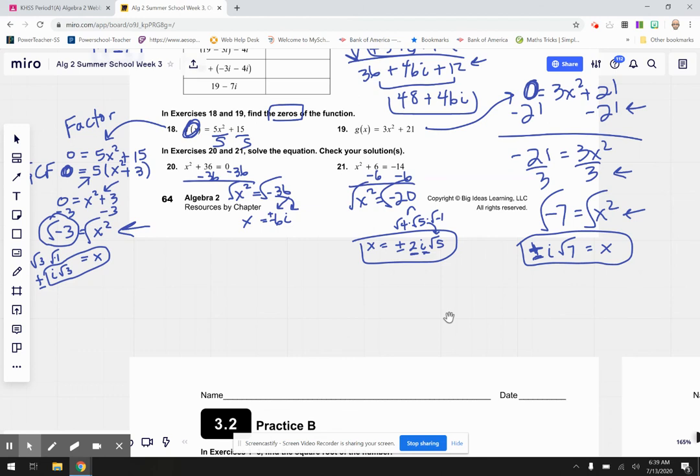So your job is to do the same on practice B and to do the puzzle. And take a picture of your work and post that to the Google Classroom assignment.